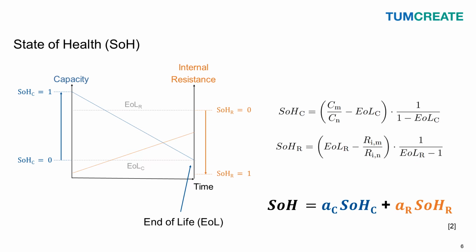So we split this SOH up into two components, one for the capacity and one for the resistance, using these end of life criteria, as you can see on the right side in these equations. These are normed to a range from 0 to 1, meaning an SOH of 1 means 100%, like a fresh cell. An SOH of 0 means it has reached its end of life criterion. You can add these SOHs together in a weighted fashion, as you can see over here. Depending on your application, you can put more emphasis on whether the capacity or the internal resistance is more important to you.